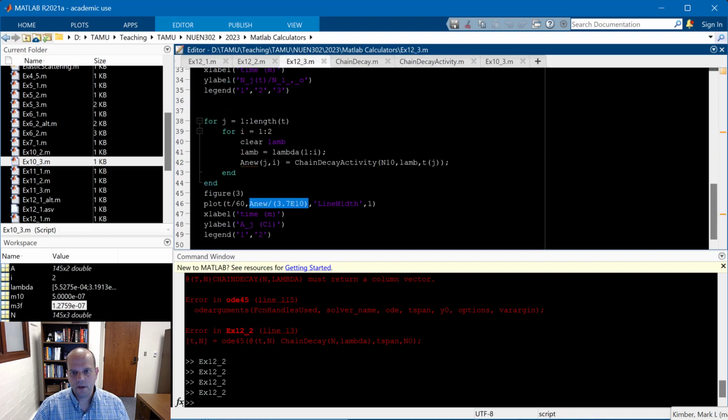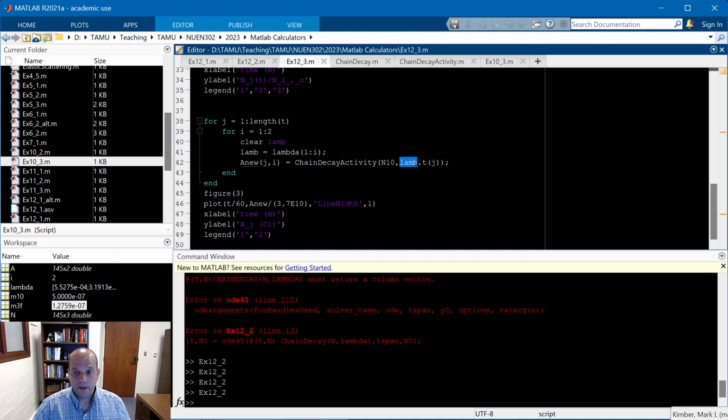And so coming here, I can just call that chain decay activity, and the inputs to that are going to be my initial inventory, and we'll talk about this line here, but that's basically my lambdas. And then I'm cycling through this time vector, and so I'm going to call this every time I'm evaluating a new time.